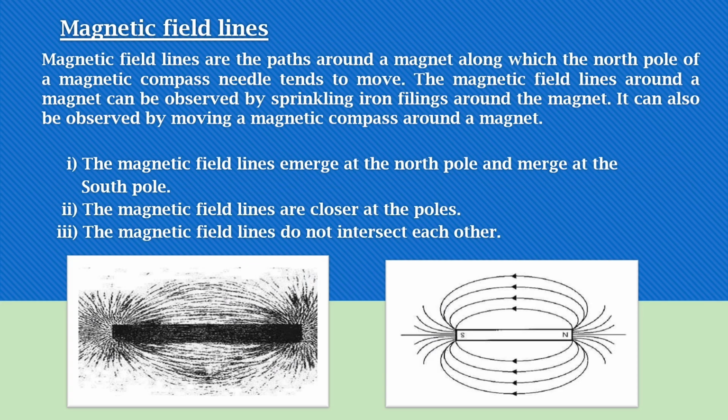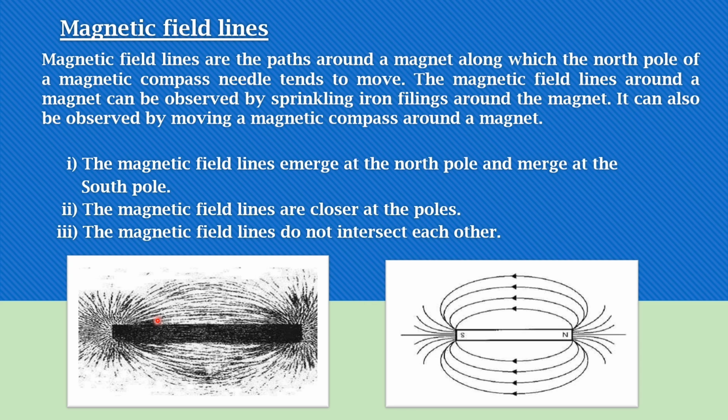The magnetic field lines are the lines around the magnet. This is a bar magnet, and the magnetic field lines are the paths around the magnet. These lines start from the north pole and flow towards the south pole. These lines can be observed by sprinkling some iron filings around the magnet, or by moving a magnetic compass around the magnet.